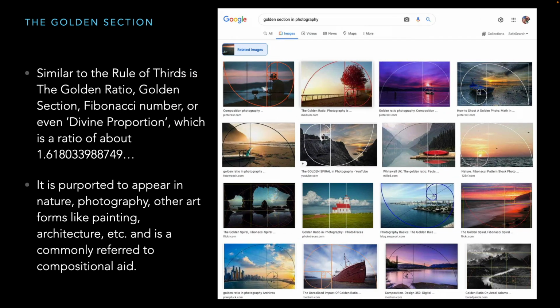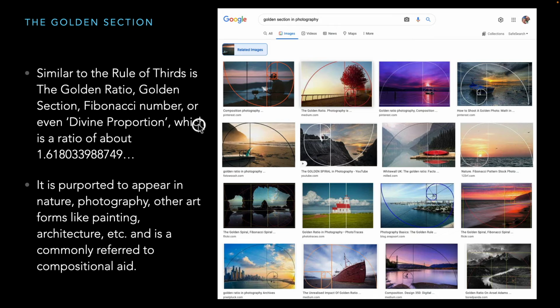Sort of related to that, similar to the rule of thirds, is something called, it's not really related as far as concept, but it has a similar effect. It's called the golden ratio. Goes by a lot of names, a lot of aliases: the golden ratio, the golden section, the Fibonacci numbers, even the divine proportion.